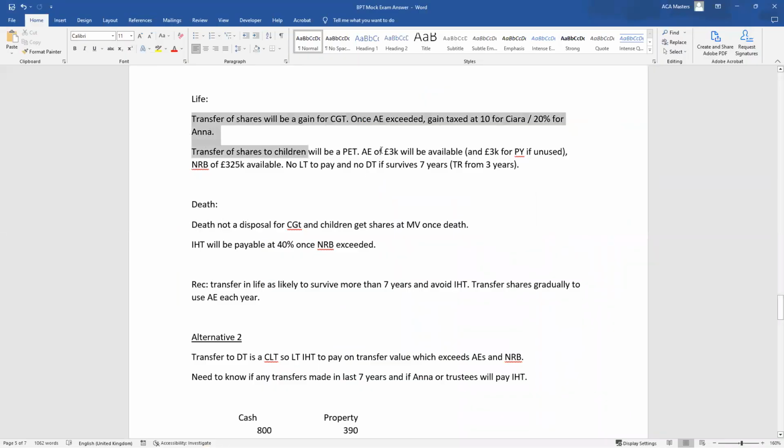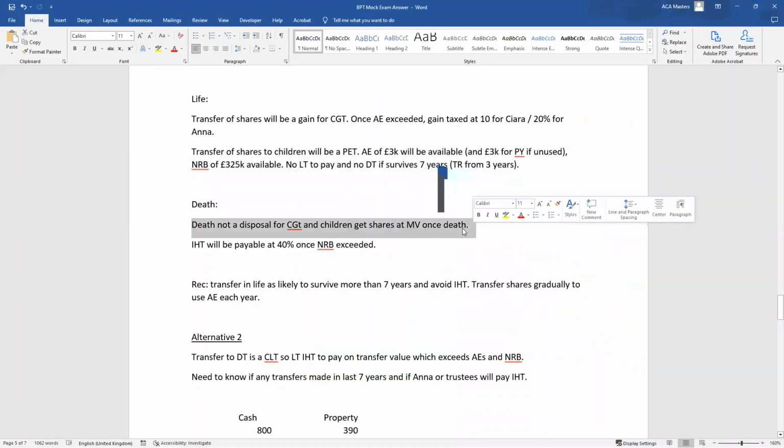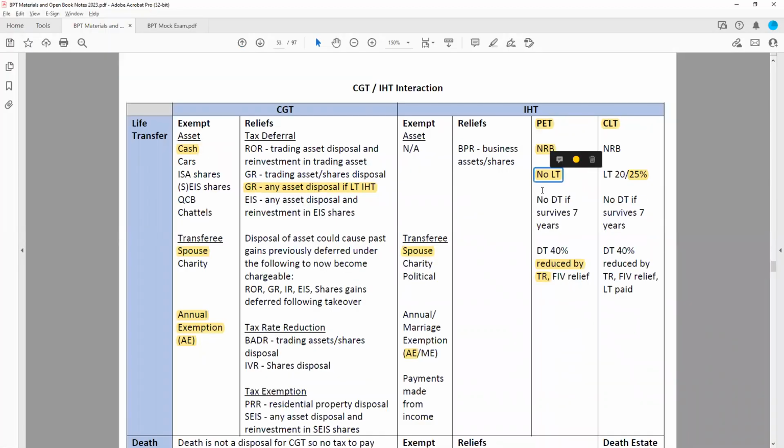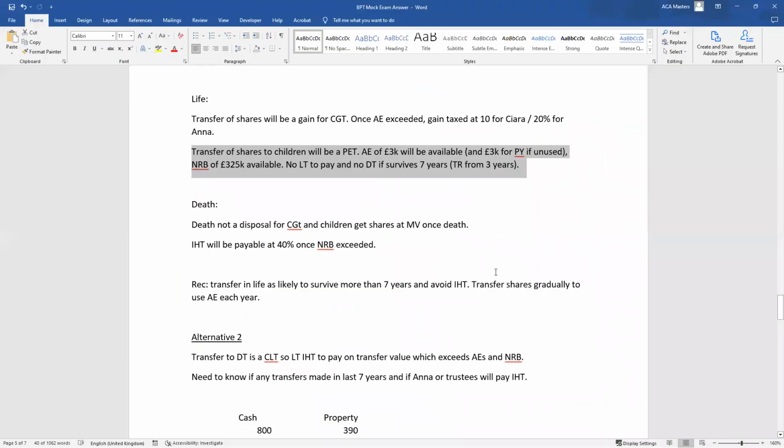Passing them on in life is going to be a gain for CGT, but for IHT, it's going to be a PET. So as long as you survive 7 years, there'll be no IHT to pay. If you transfer on death, that's going to be better for CGT because it's not a disposal, but there will be IHT. And therefore, we decided to transfer them a little bit at a time during life. So the annual exemption covers it. And then, look after yourself so you don't die within 7 years, and there'll be no IHT to pay either. That's what we decided there.